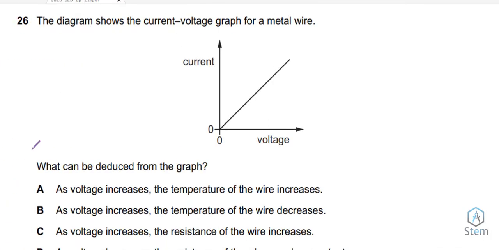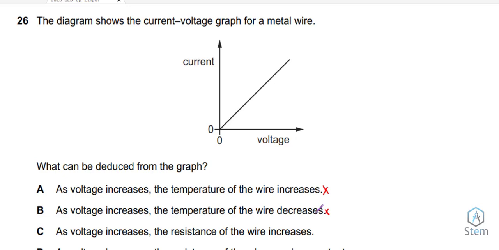The diagram shows the current-voltage graph for a metal wire. What can be deduced from the graph? Okay, as voltage increases, the temperature of the wire increases. Well, we do not see that. As the voltage increases, the temperature of the wire decreases. Again, we do not see that.